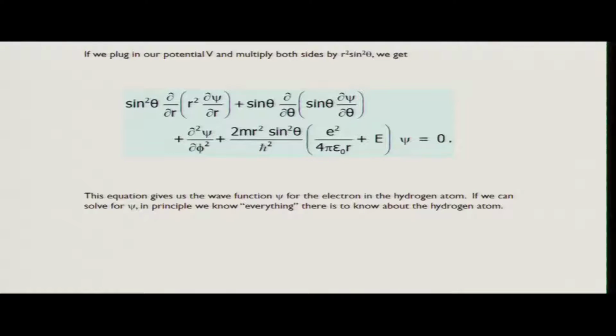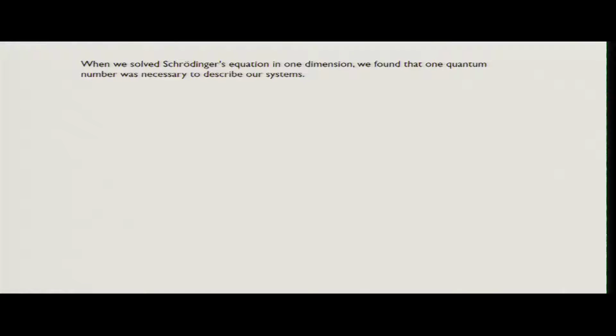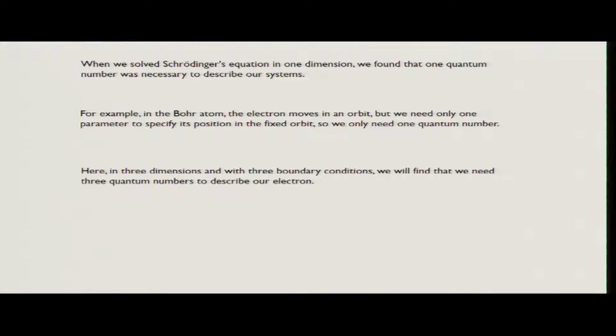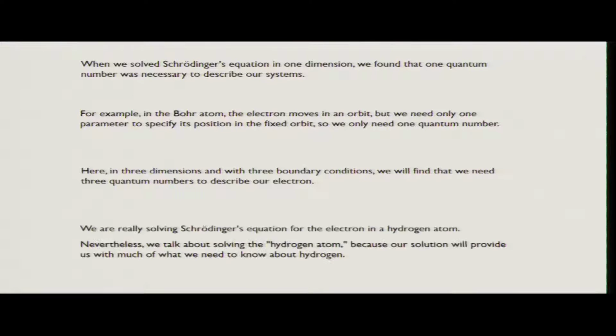That is the main part, because it is a one electron system. When we solved the Schrodinger equation in one dimension, we found that one quantum number was necessary to describe our system. For example, in the Bohr atom the electron moves in an orbit, but we need only one parameter to specify its position in the fixed orbit. So, we need only one quantum number. Here in 3 dimensions and with 3 boundary conditions, we will find that we need 3 quantum numbers to describe our electron. This is what we are getting to.